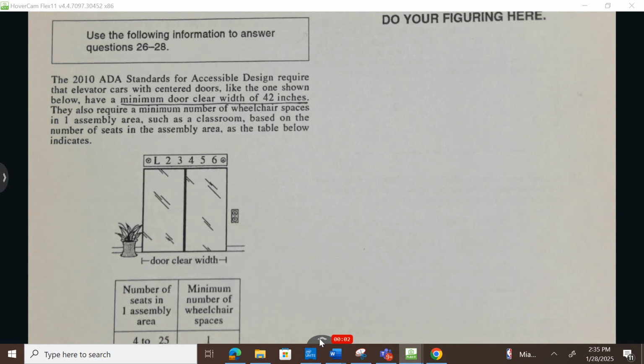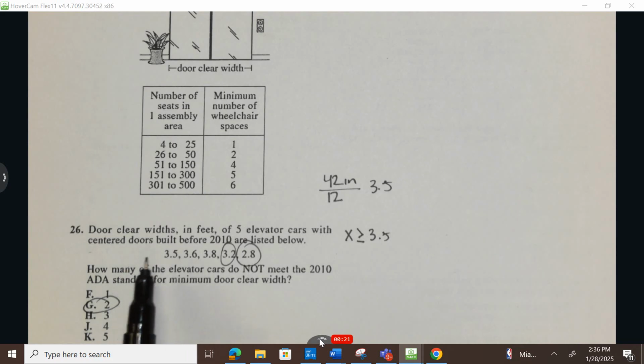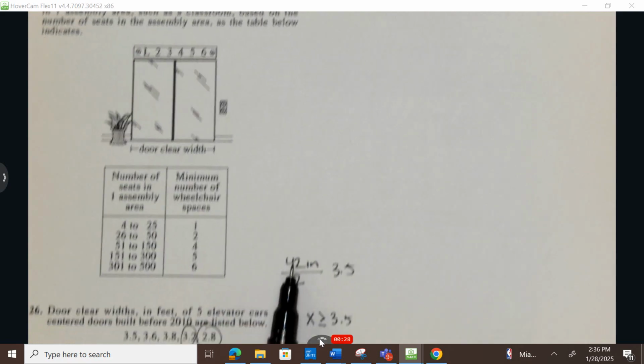In this video, I'm going to answer 26, 27, and 28. They're talking about the 2010 ADA standards for accessible design that require elevator cars when you enter the doors, and they tell us that the minimum door clearance is 42 inches. But when I look down at number 26, it's talking about this clearance in terms of feet.